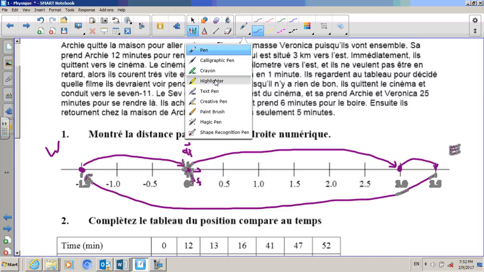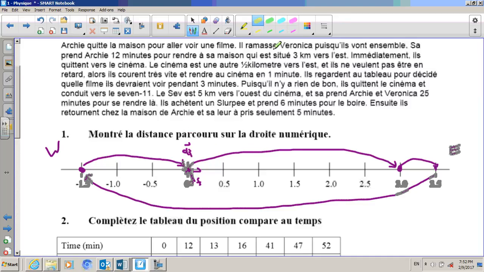Alors, en regardant le temps, ça prend Archie 12 minutes pour rendre à la maison. Alors, ça c'est comment je suis allé de 0 à 12. So, 12, il est rendu à la maison de Veronica. Immédiatement, il quitte vers le cinéma, qui est un demi-kilomètre, et ça leur prend 1 minute. So, 12 plus 1, c'est 13. So, nous étions à 12. Maintenant, nous sommes à 13. Il regarde le tableau pour décider quel film il va voir pendant 3 minutes. So, 3 minutes plus tard, c'est à 16.